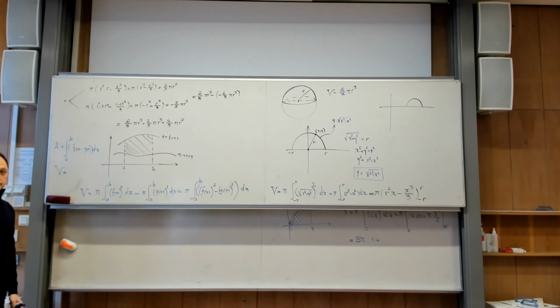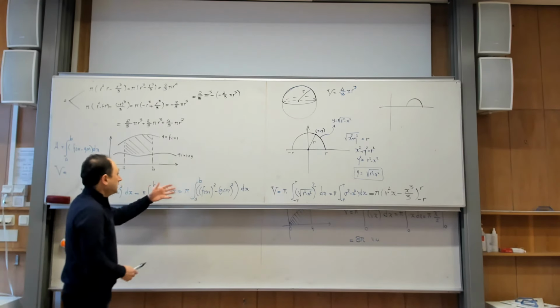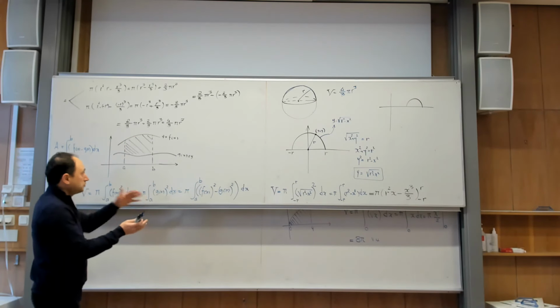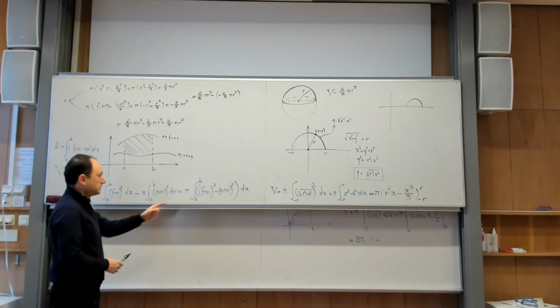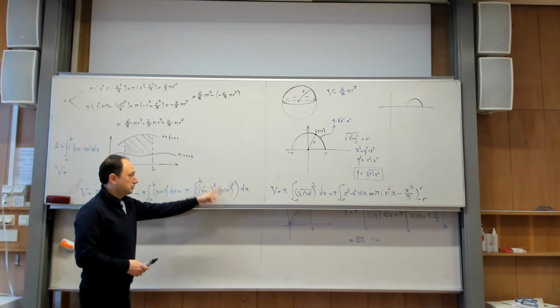Yes or no? Okay. So that is the formula that you need to remember if you are considering the volume of revolution for the area between two functions. The function above should come first, squared, minus the function below second.